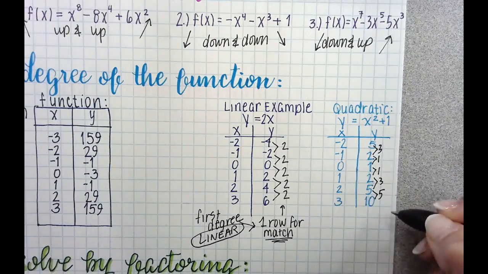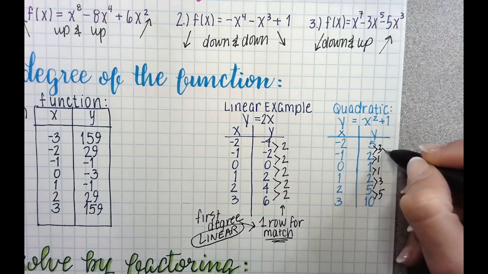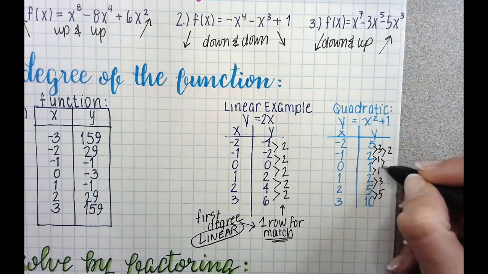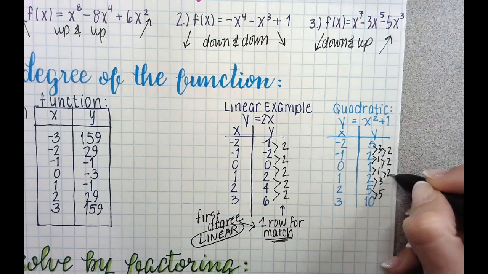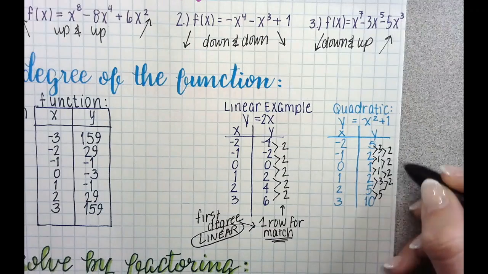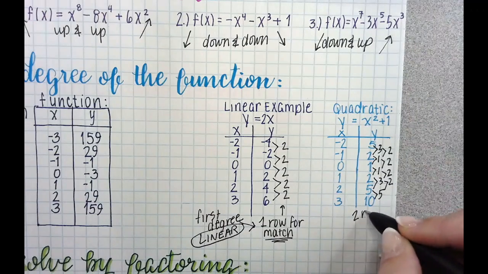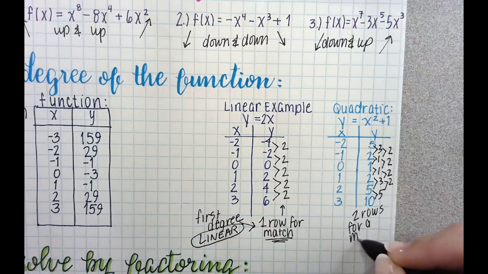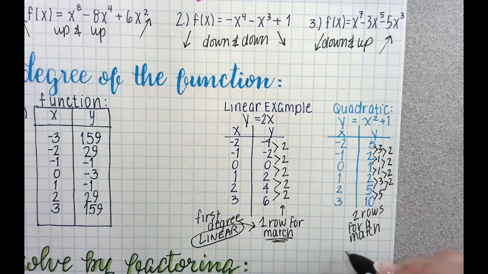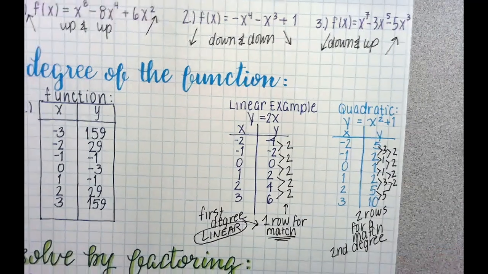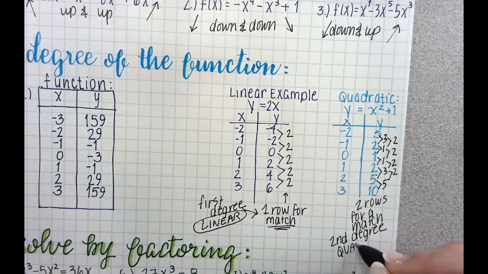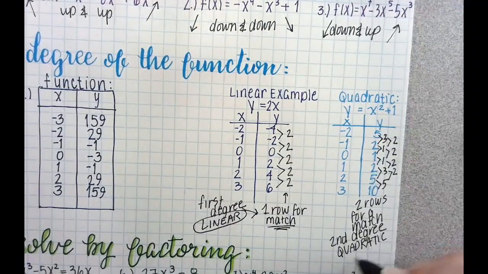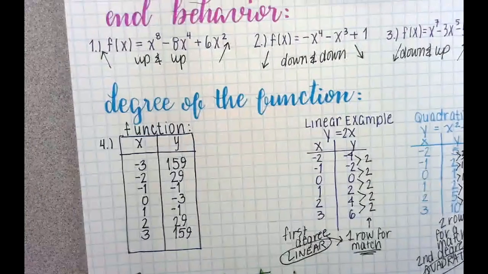Do they match? No. Now, how far is 3 from 1? How far is 1 from 1? How far is 1 from 3? And how far is 3 from 5? Took 2 steps. So it's 2 rows or steps or whatever you want to call it, column, for a match. So that means second degree. All right, and that would be quadratic. Make sure you know these names really well. So let's go back over here.